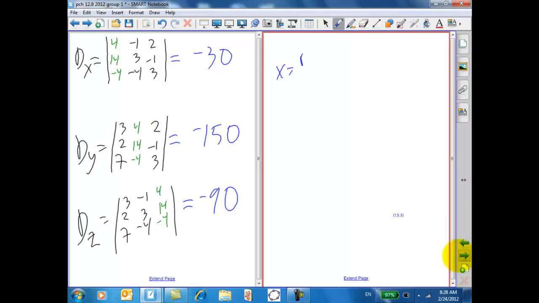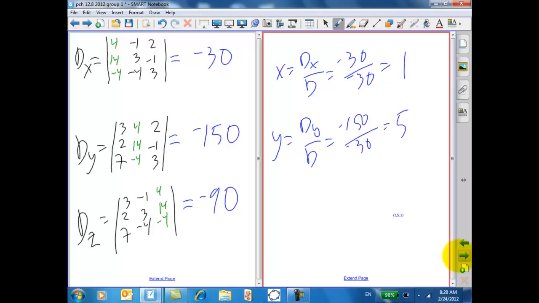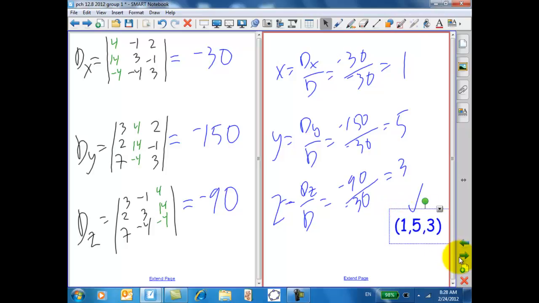Because x then is d sub x over d, negative 30 over negative 30, you get 1. Y is d sub y over d, negative 150 over negative 30, you get 5. Z is d sub z over d, negative 90 over negative 30, and you get 3. Bing! Checks out. Watch this miracle of technology. Oh, yeah, there's the answer.